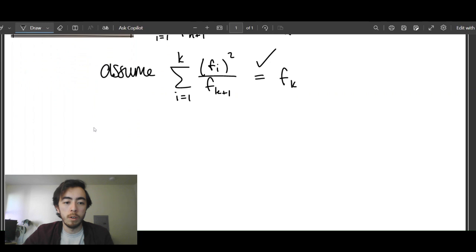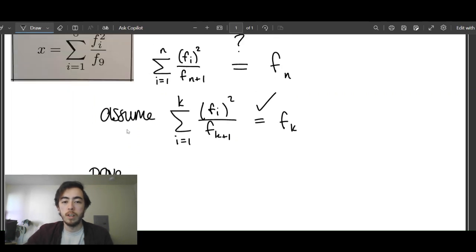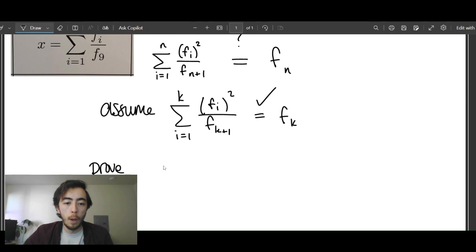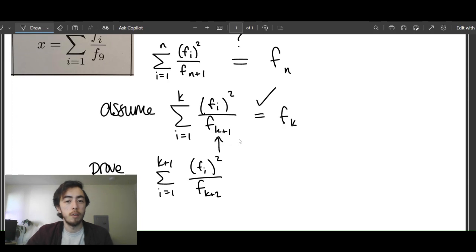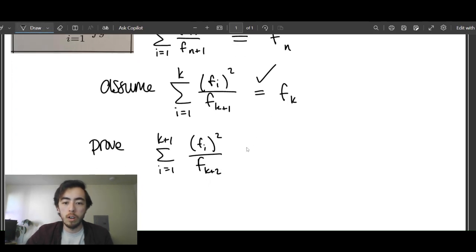And I want to prove that this equality will hold for the next one. And so anytime I see a k, I'm going to put a k plus 1, because that's going to be the next number after k. So I want to show that when I sum up all the terms to k plus 1, and the terms should look basically the same, although here I'll have an f sub k plus 2, because again, I'm incrementing k up by 1, and so the next number after k plus 1 is going to be k plus 2. And this should all be equal to f sub k plus 1.